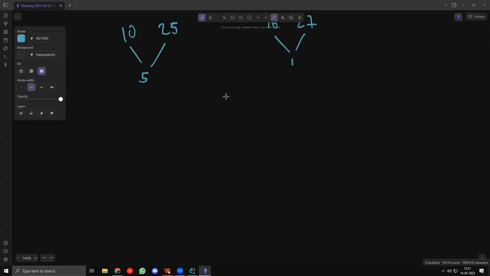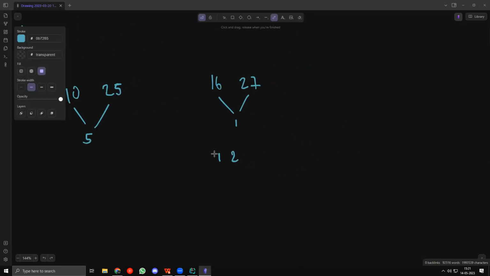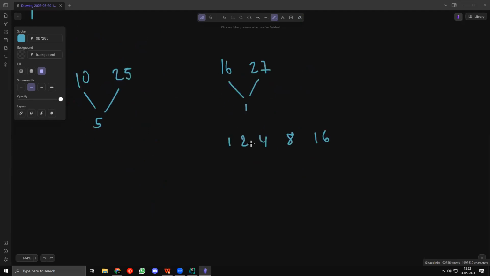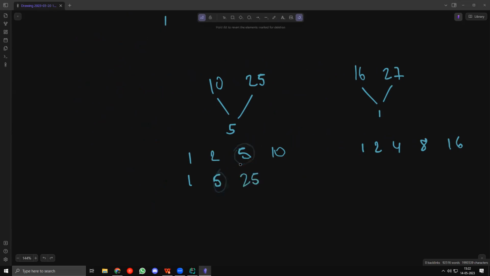In school, you might know that you just write down all the factors. Like you'll write 1, 2, 4, 8, 16. Or for 10, let's actually take 10. You'll write 1, 2, 5, 10. And for 25, you take 1, 5, 25, right? Now you'll say, okay, these are the common values. So I'll take this. This is my greatest common divisor.